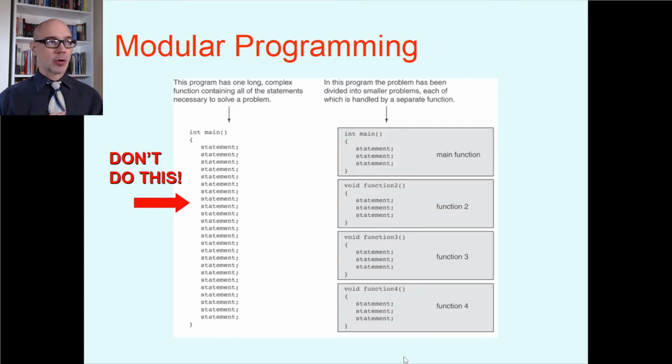So if there's an error in the output, it'll be very easy to say, hey, the bug must be in function 4. I'll just go hunt in those 3 statements and very quickly find the error. Or if you need to modify something about the output, that's the function that you're going to change.